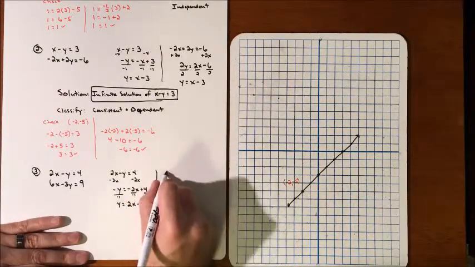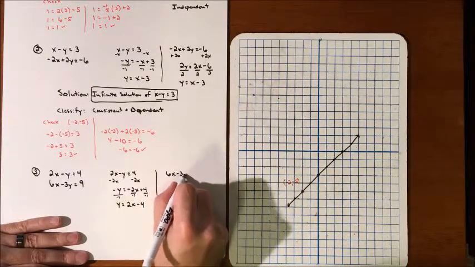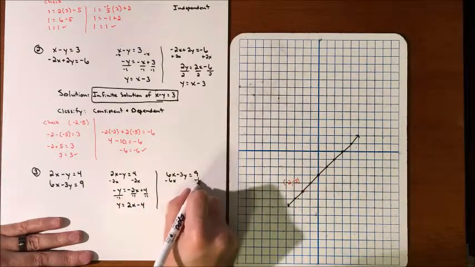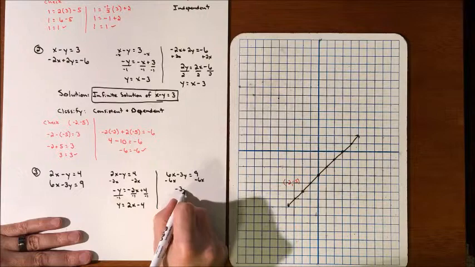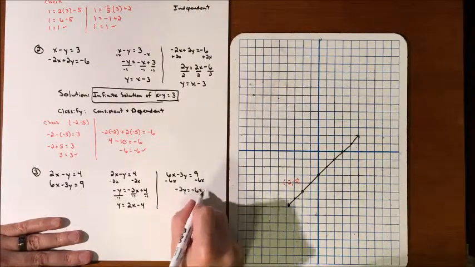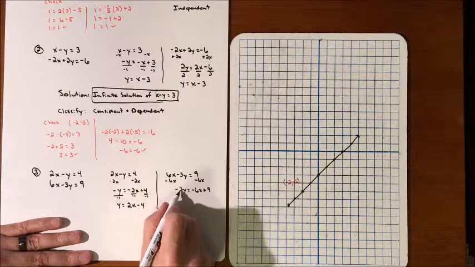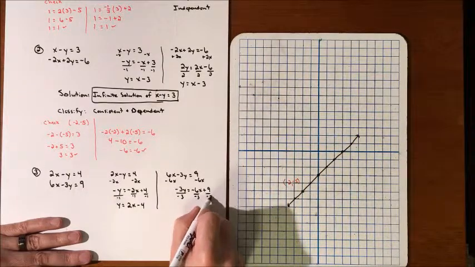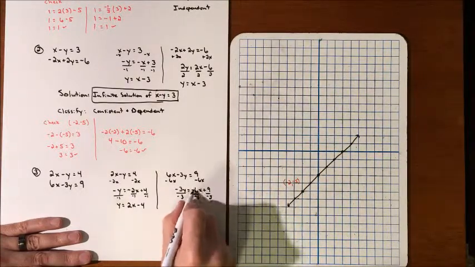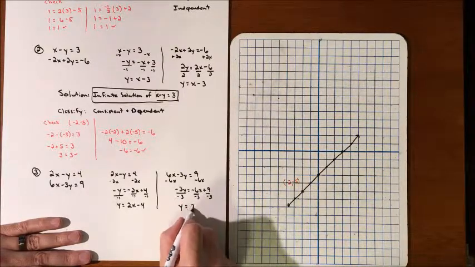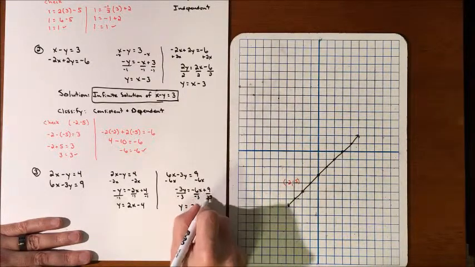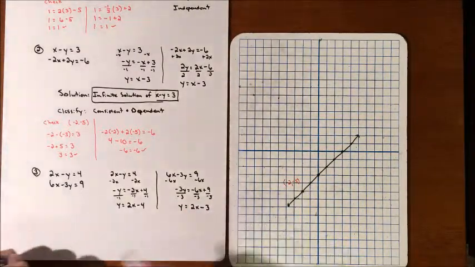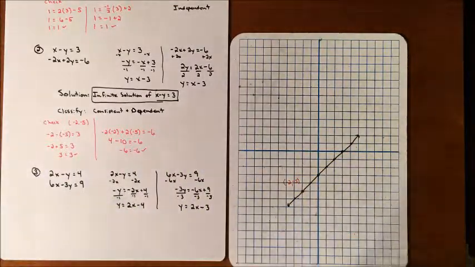Second equation, 6x minus 3y equals 9. We'll bump the x over by subtracting it to the other side. So negative 3y equals negative 6x plus 9. To get the negative 3 away from the y, we'll divide every piece by negative 3. So negative divided by negative is a positive. 6 divided by 3 is 2. Positive divided by negative is a negative, and 9 divided by negative 3 is negative 3. So those two are ready to graph.